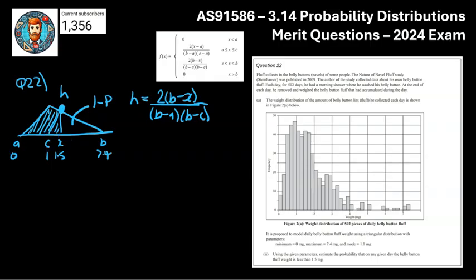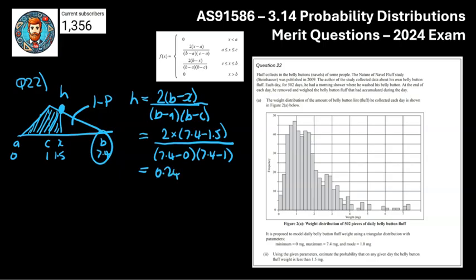I know all of those there. So let's plug those all in. So it's going to be 2 times B minus X, so that's 7.4 minus 1.5. There's my closed bracket. I've then got B minus A. That's going to be 7.4 minus 0. And then I've got B minus C. So that's going to be 7.4 minus 1. So I've got all of that. I'm going to plug that straight into my calculator as it is. And I'm getting 0.2492. And that there had a 4 dp rounding.